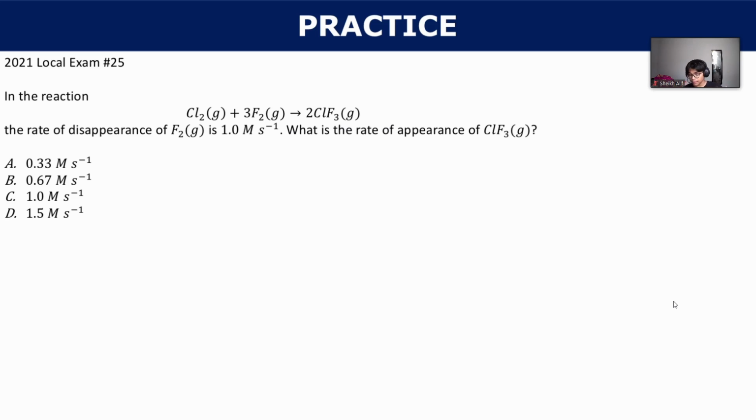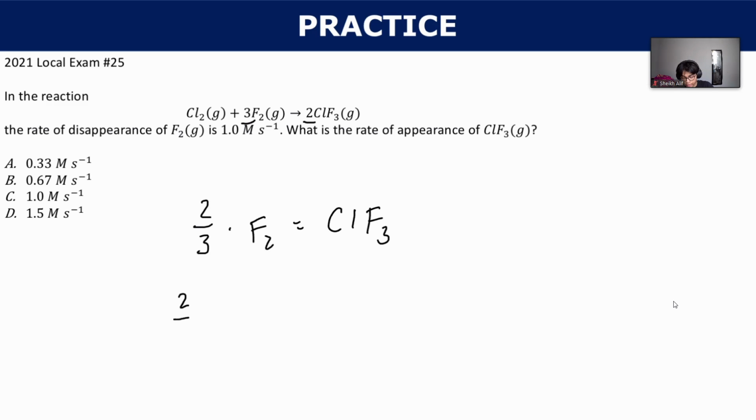In the reaction, blah, blah, blah, the rate of disappearance of F2 is 1 molar per second. What is the rate of appearance of ClF3? Remember, these relative rates are going to be stoichiometric. The stoichiometric coefficient of F2 is 3, and that of ClF3 is 2. So 2 over 3 times the rate of disappearance of F2 is going to equal the rate of appearance of ClF3.